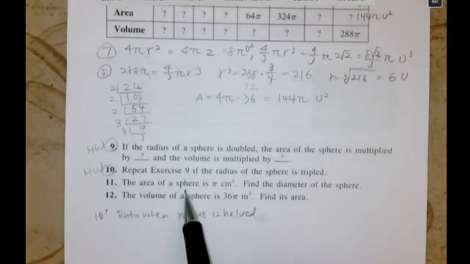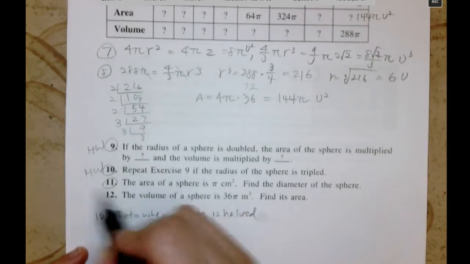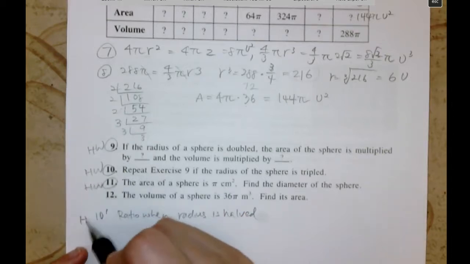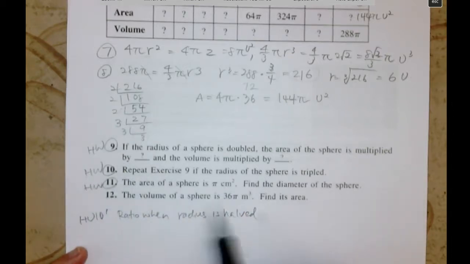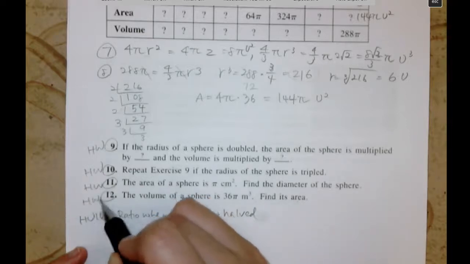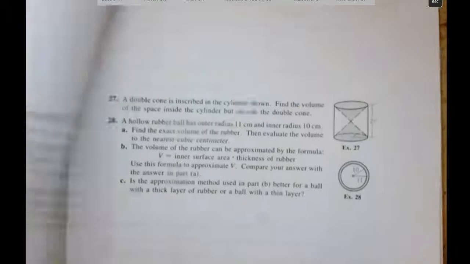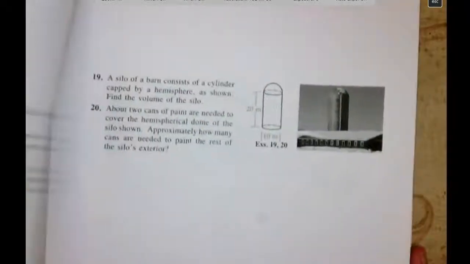Alright, the area of a sphere is pi centimeters squared. Find the diameter of the sphere. Okay, you can do this one. This is homework 2. The volume of the sphere is given, find the area. Alright, so I think that's enough practice. And we can do the rest in the class. It's not that many problems in this packet.